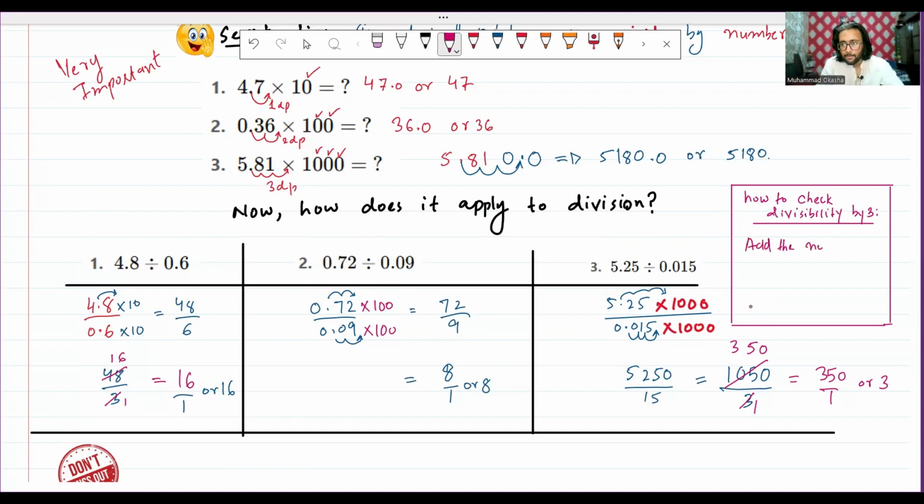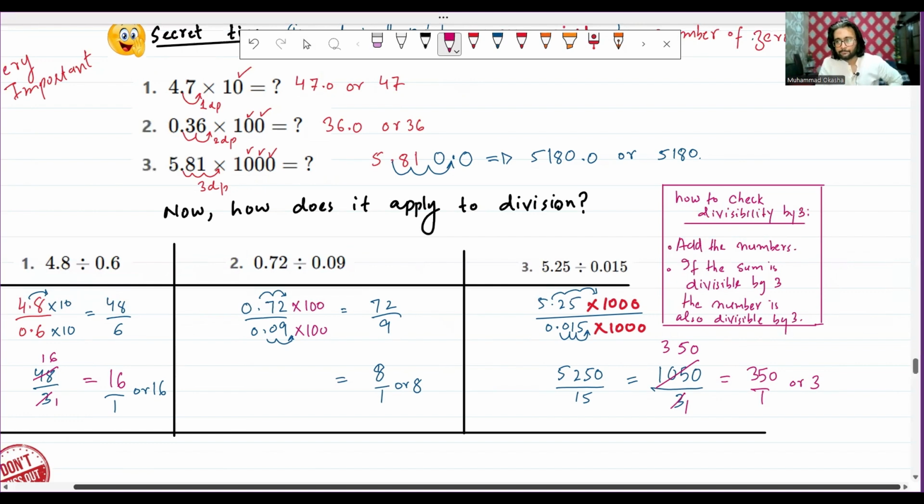Add the numbers. Okay. If the sum is divisible by 3, then the number is also divisible by 3. Okay. So how did I know right away that 1050 is divisible by 3?